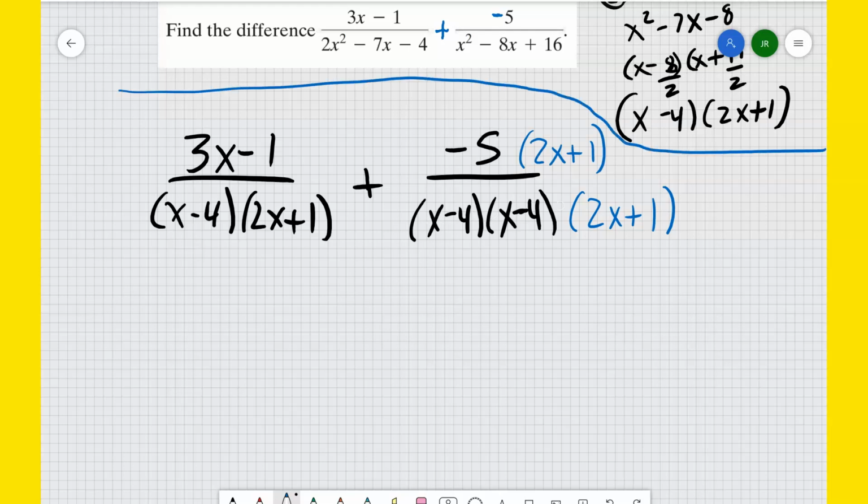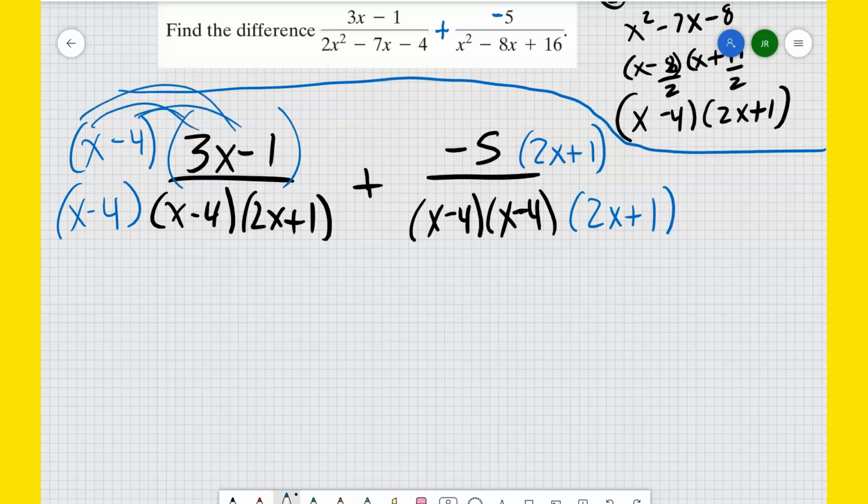And now what does the right denominator have that the left one doesn't? The right denominator has an extra x minus 4 that the left one does not. So I'm going to give the left one an extra x minus 4 so that they'll be the same. And I got to do the same thing to the top that I do to the bottom. And that should get me a common denominator. Okay, I got to distribute everything on top. So I got to distribute all this stuff. Okay, so that gives me 3x squared.